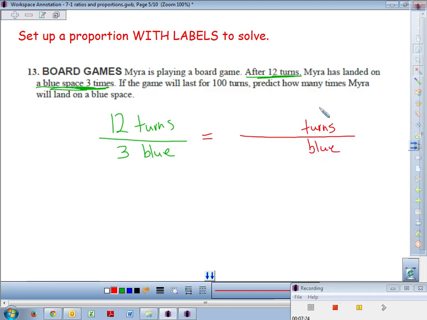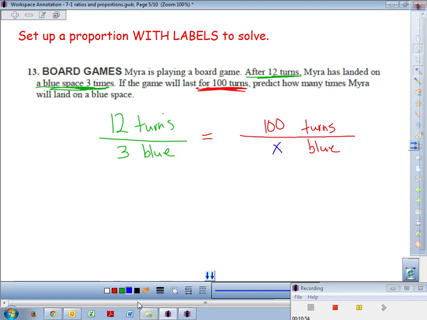There's one problem here, 4 different labels, turns blue, turns blue. What they also provided us was this number 100. The word turns is next to it, so 100 goes next to turns. And what we don't know is how many times blue showed up, so we will call that X in mathematics. So that's how to set up the proportion.